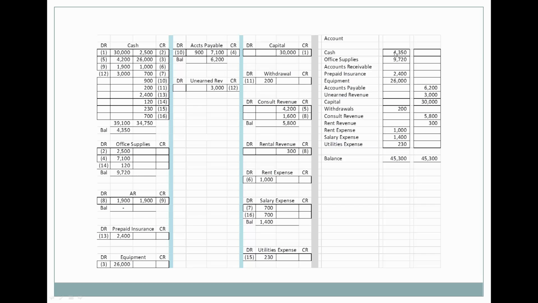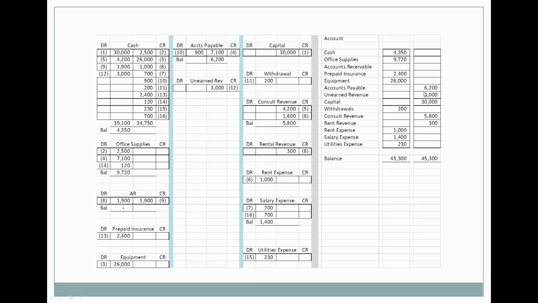And we look to see, are these normal balances? Well, cash is an asset, so it increases with the debit. Office supplies, an asset, increases with the debit. Prepaid insurance, normal balance is a debit, increases with the debit. So that looks normal. Same thing for equipment. Withdrawals have a debit balance, so we're expecting to see a debit balance. It increases with the debits. We're expecting to see a debit balance there. Same thing for these expenses.